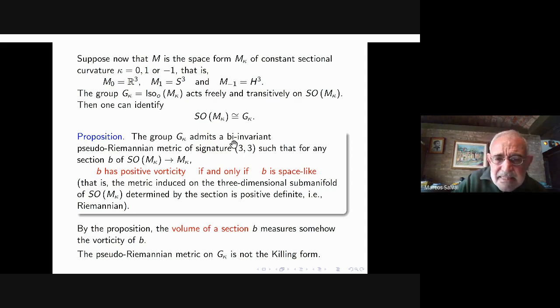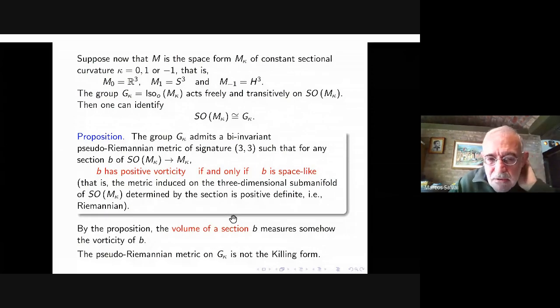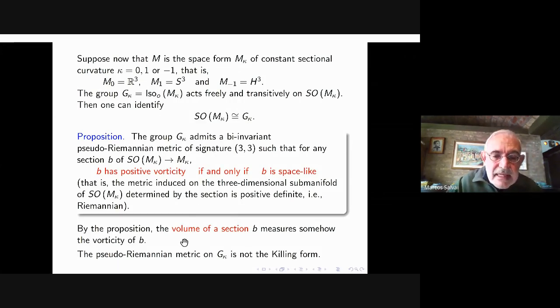So this metric is related with vorticity in this way, and we are looking for... I posed a question at the beginning. This question was not very well posed, but now we have something to work with. Now we can make it precise, not completely, but in which direction we are going.